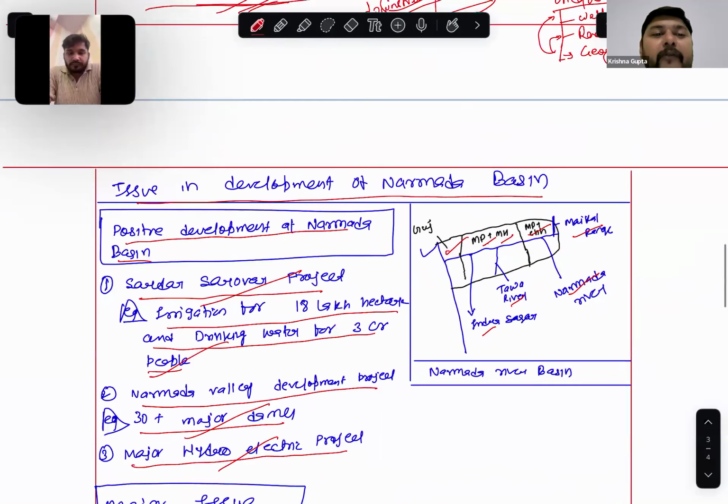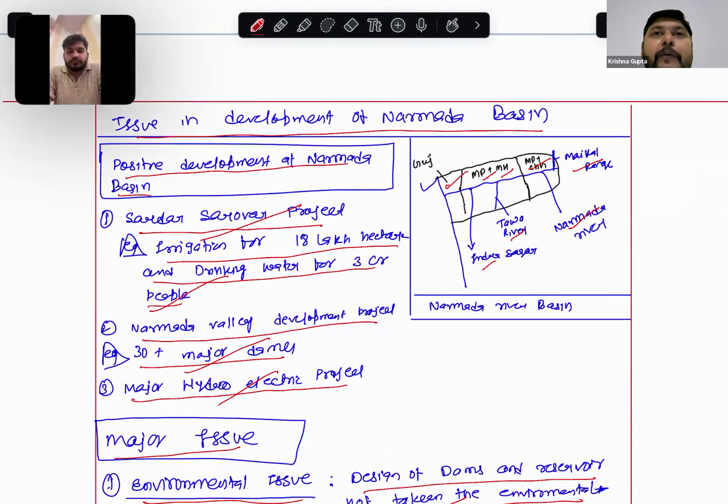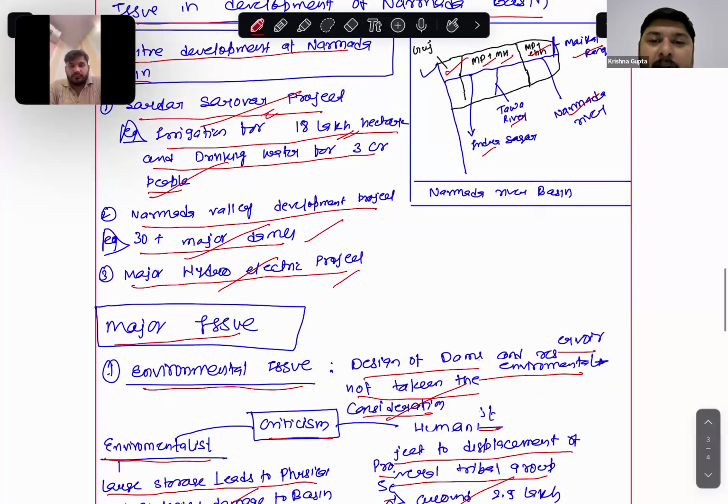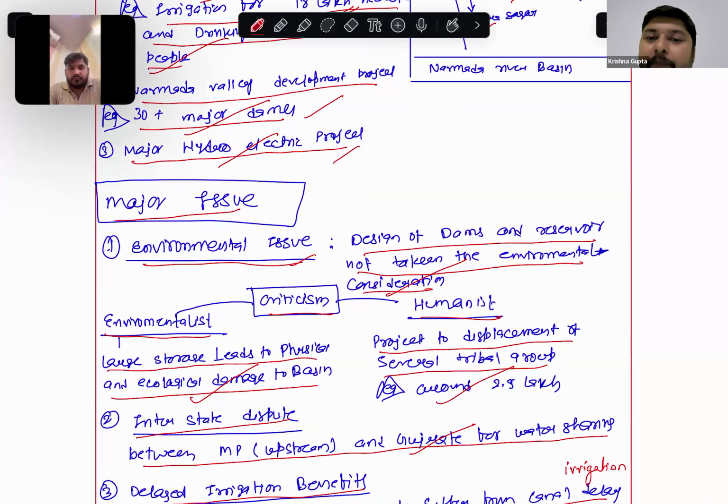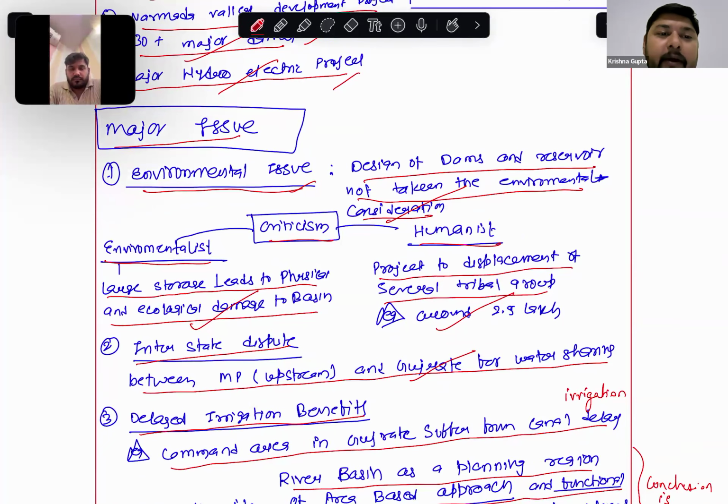Then issues in the development of Narmada basin, अगर इसकी बात करें तो नर्मदा we will see that it is having a very high catchment area. जैसा कि आपने 18 लाख हेक्टेयर्स की बात की है, यहाँ पे इरिगेशन हो रहा है with the Sardar Sarovar Project, then Narmada Valley Development Project, 30+ dams. Okay, so it is taken more from the aspect of the case study here. Okay, now major issues में environmental issue है, design of dams and reservoirs not taken the environmental consideration. Okay, so when you are looking at the environmental issues, you have to provide certain aspects here.